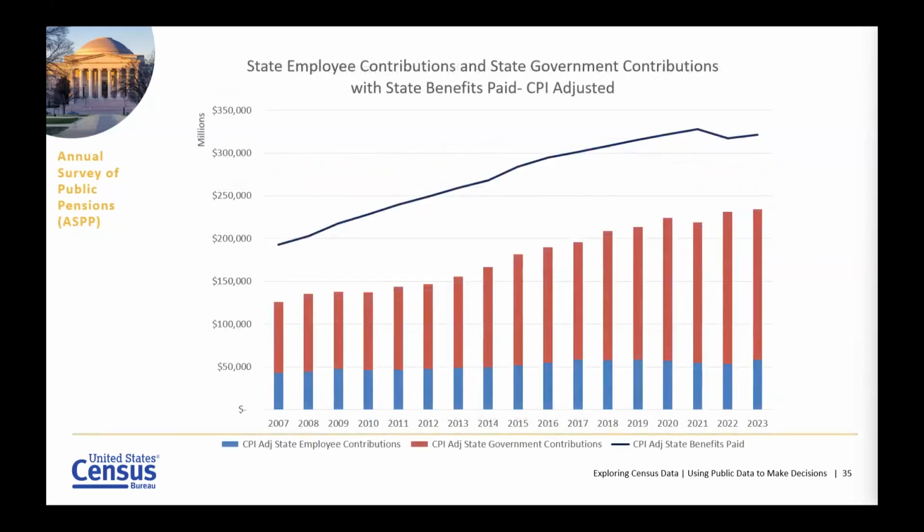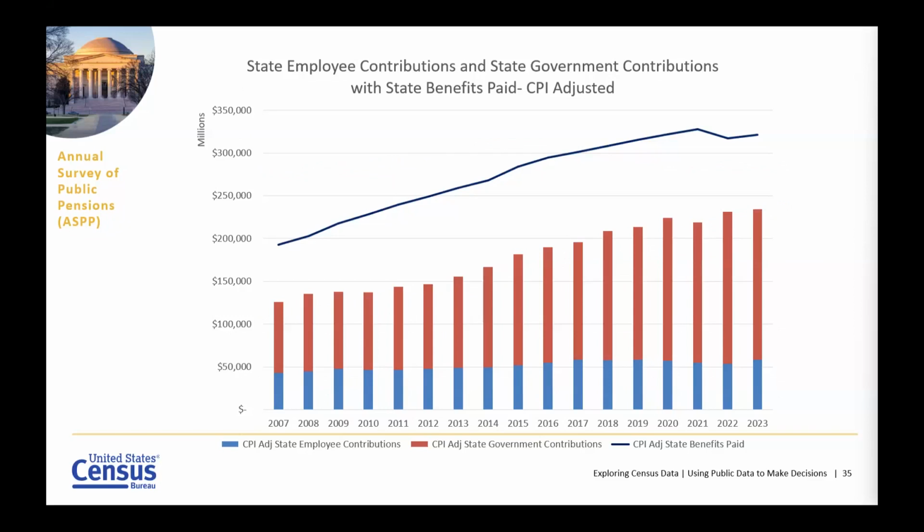I've adjusted all of these dollar values to remove inflation. So we're looking at 2023 dollars for every year here. This is the state level data. Blue is employee contributions, red is state government contributions. And that deep blue line floating above the contributions is the benefits paid out.